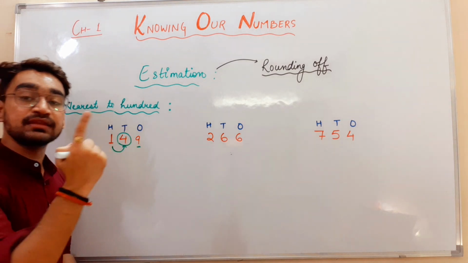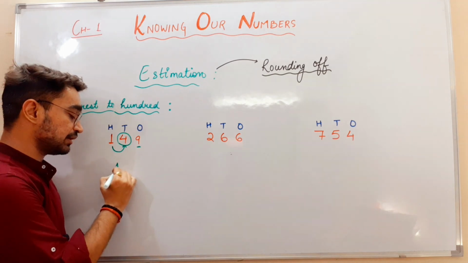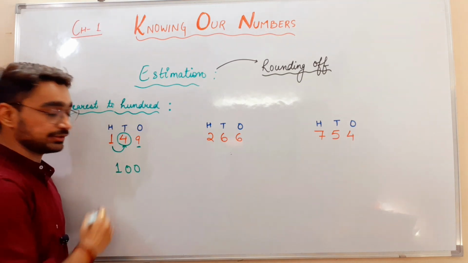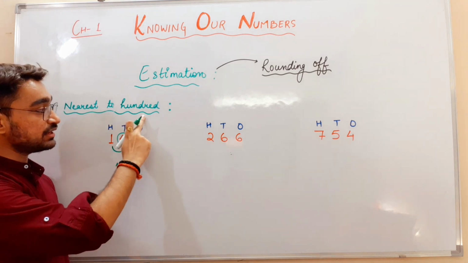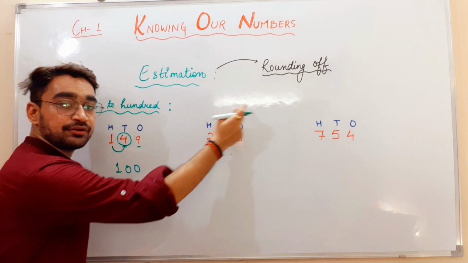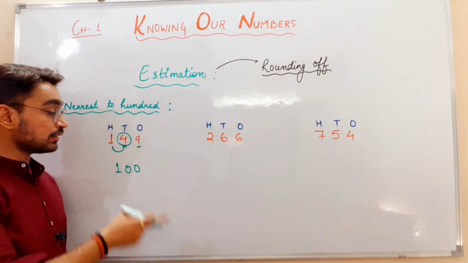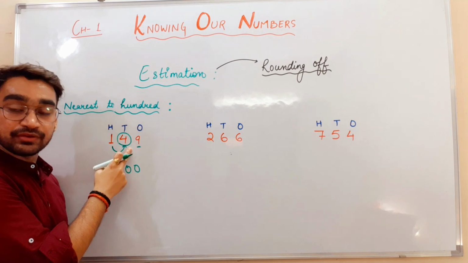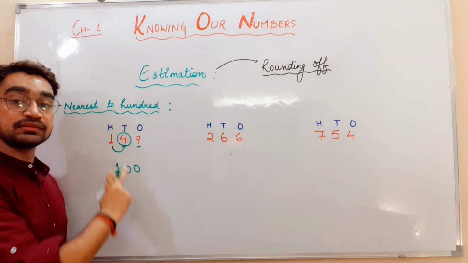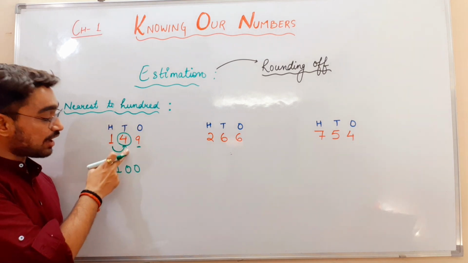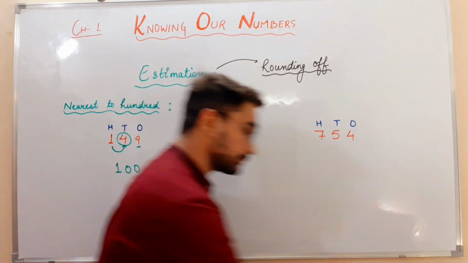If it is less than 5, it will become 100. Go back to the nearest 100. 100 means 100, 200, 300, 400, 500, 600, 700, like that. If the number at the tens position is less than 5, we have to go back to the nearest 100, that is 100 in this case.